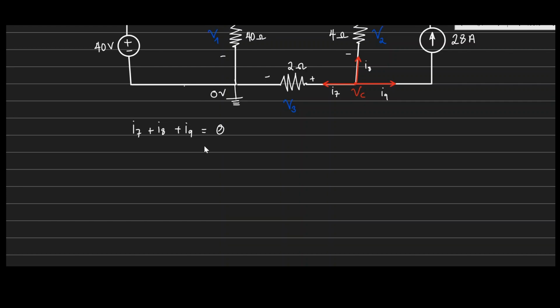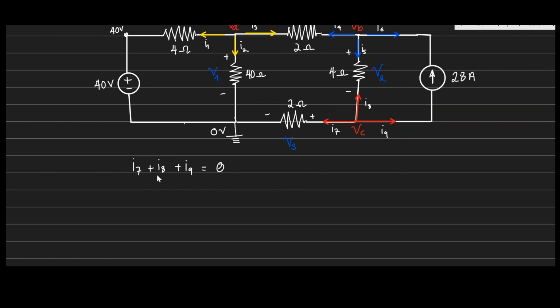So let us also apply Ohm's law. So we write I7, I8, and I9 in terms of the voltages. So I7 is from VC to what? To 0, isn't it? So VC minus 0 over 2, right? So that's just VC over 2. I8 is VC minus VB divided by 4, plus I9. As you can see, I9 is the same current, 28 amps, right? It's the same path. So you have just 28 amps, and this is equal to 0.